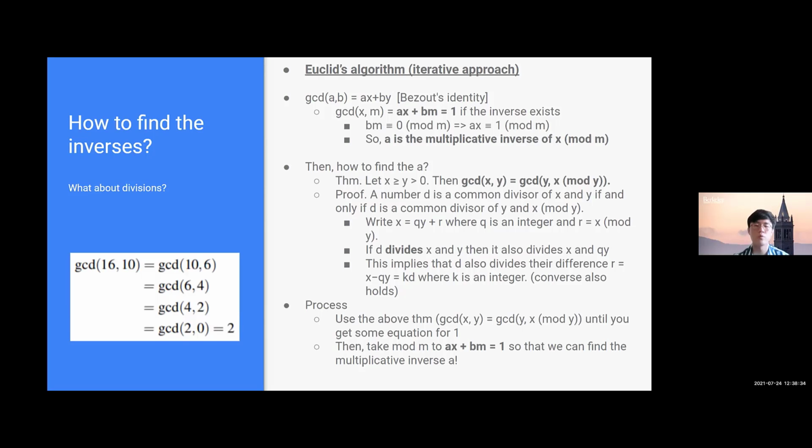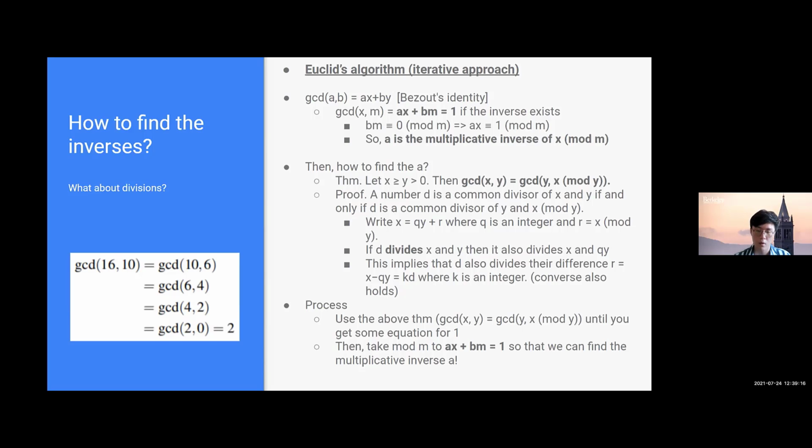So there's one important identity you should know. The greatest common divisor of A, B can always be expressed as a linear combination, AX plus BY. And we already know that for an inverse to exist over mod M, this GCD should be equal to 1, because X and M should always be coprime. Then, if you take mod M of this equation, BM is an integer multiple of M. So you can just say AX is congruent to 1 over mod M. So A times X is 1 over mod M, so A is the multiplicative inverse of X. This is how you find the inverse by using the greatest common divisor.